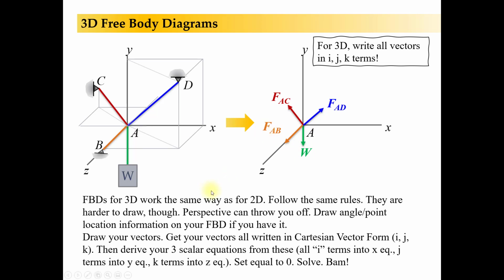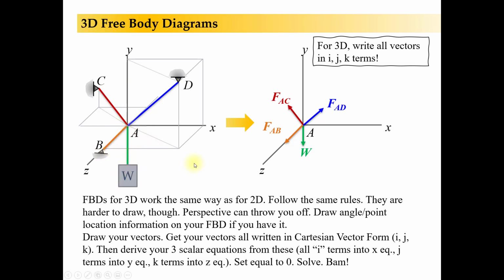And it works the exact same way as 2D. The problem here is that it's really hard to visualize, right? Again, a lot of times problems have these visual clues. I tried to draw some orthogonal lines here so you can see that D is actually coming out towards us. C is going into the page, away from us. AB is sitting right there on the z-axis, which is actually pretty easy to see. And W is acting straight down on the negative y.